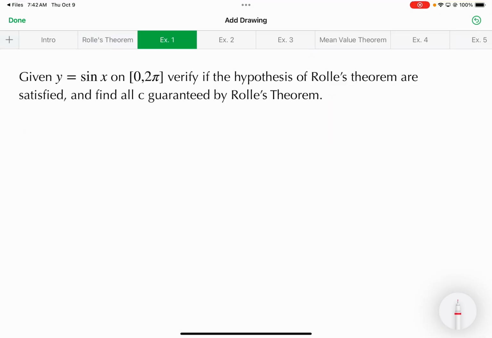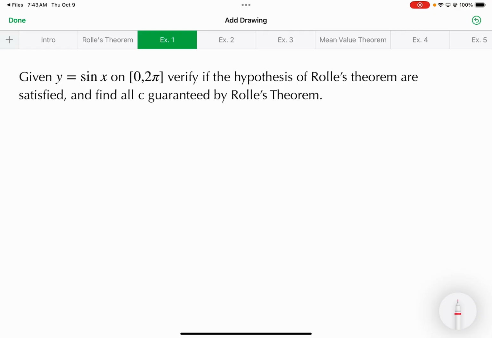Okay. All right, so given y equals sine of x on 0 to 2 pi, verify that the hypotheses for Rolle's theorem are satisfied. And if so, find all the c values guaranteed by Rolle's theorem. Okay, so before we get into taking the derivative, we have to make sure that the 3 conditions for Rolle's theorem are met. Okay, first one is my function has to be continuous.